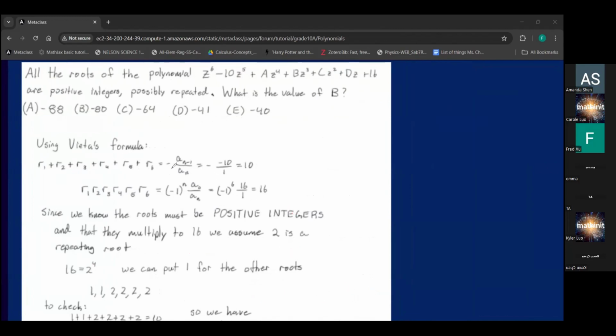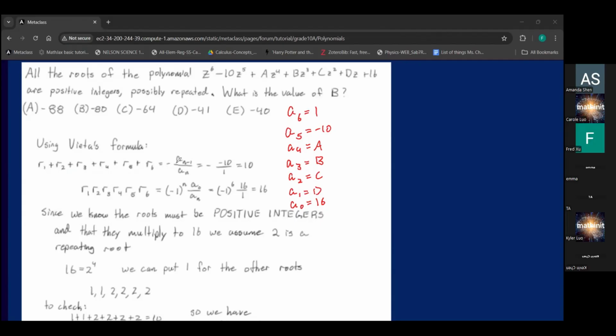And we have this here, so the sum of all the roots is equal to the negative of -10/1. Let me write this out actually. A of 6 is equal to 1. A of 5 is equal to -10. A of 4 is equal to A. A of 3 is equal to B. A of 2 is equal to C. A of 1 is equal to D. And A of 0, which is the constant, is 16.